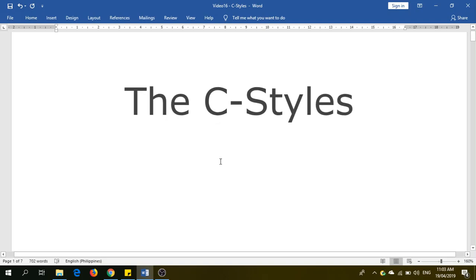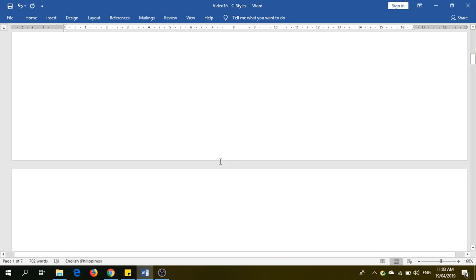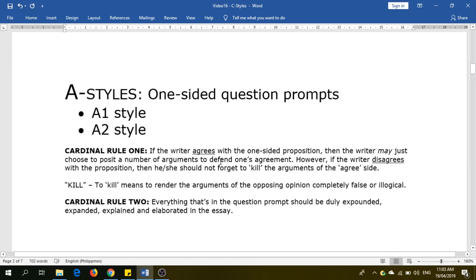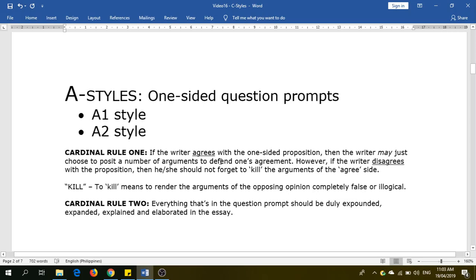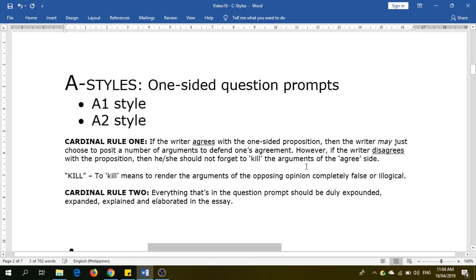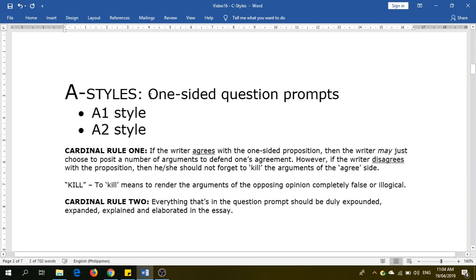Therefore, you cannot really consider yourself ready for the C styles until you've become very skilled in using the A or the B styles. So, as a quick review, remember there are one-sided question prompts, and there are also what we call crossover question prompts. Crossover question prompts are question prompts which explicitly mention two sides of an issue, and one-sided question prompts are those which only mention one side of a particular controversy.